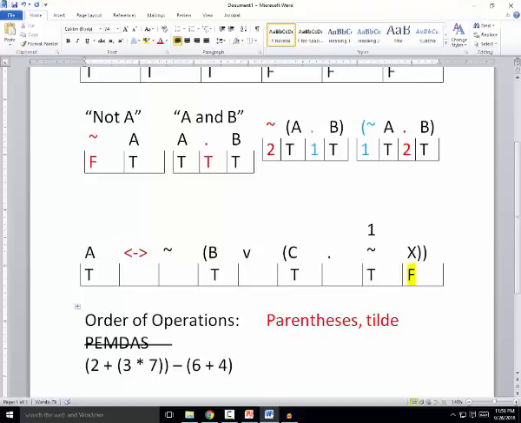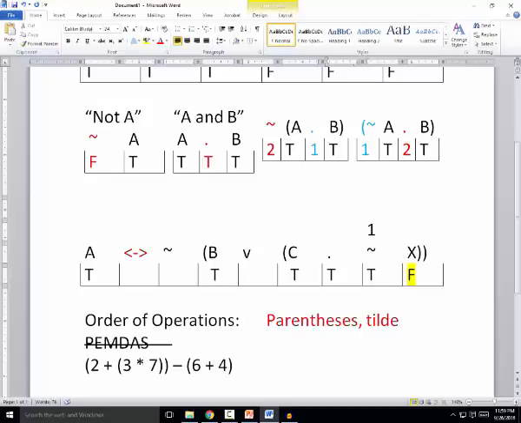Now we continue with our order of operations, parentheses, tilde. So we still have to do the parenthetical group from C to X. So C and not X, or C dot tilde X, is what comes next. And we're going to write the value of that expression underneath the dot. Now the left side of that dot is this C, and the right side of that dot is tilde X. And we've written down the value of tilde X underneath the tilde. Both sides are true, and so this dot sentence is true.